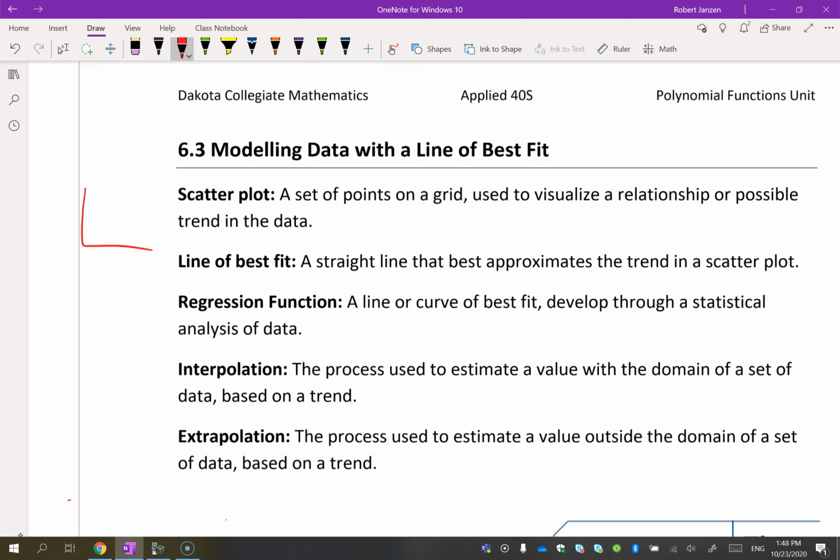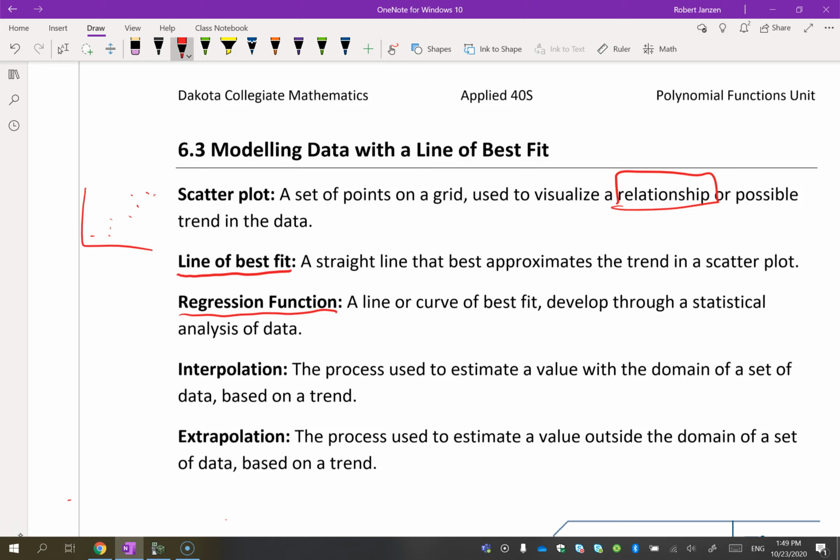So a scatter plot you've seen before, that's where there's some dots that represent some sort of a relationship. What we're going to do is try to figure out what is the line that best suits that scatter plot. Sometimes it's going to be a line of best fit. You've probably seen that before. But sometimes it's going to be a regression function. This is actually possibly a curve that fits those data on those points.